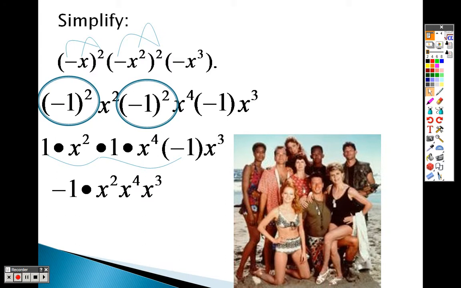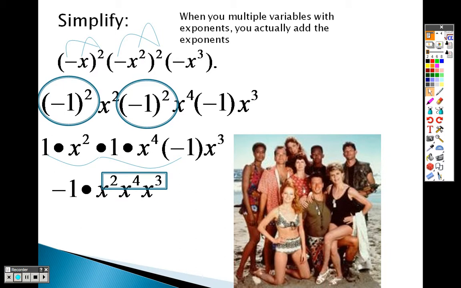And I just crammed all those x's together. So I have an x squared, an x to the fourth, and an x cubed. It doesn't matter if I had 8 x's all in a row, you're still going to do the same thing. You're going to add those exponents. So it's a 2, a 4, and a 3. When you add those exponents, 2 plus 4 plus 3 is 9. So negative 1 times x to the ninth is negative x to the ninth. And that's it.